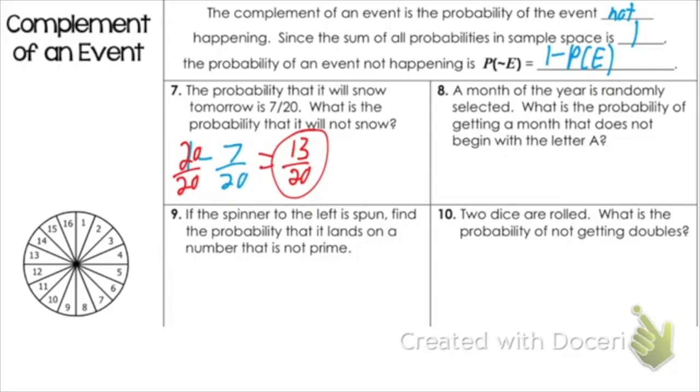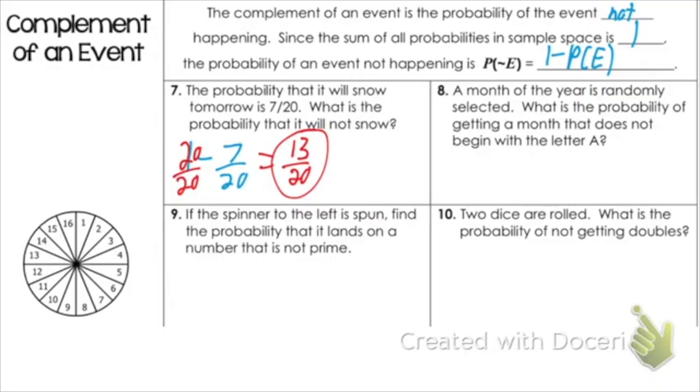A month of the year is randomly selected. What is the probability of getting a month that does not begin with the letter A? A month that does not begin with the letter A. So there's a couple ways you could do this. There's only 2 months that we have, right? April, August. Okay? Yeah, there's two ways we could do it.